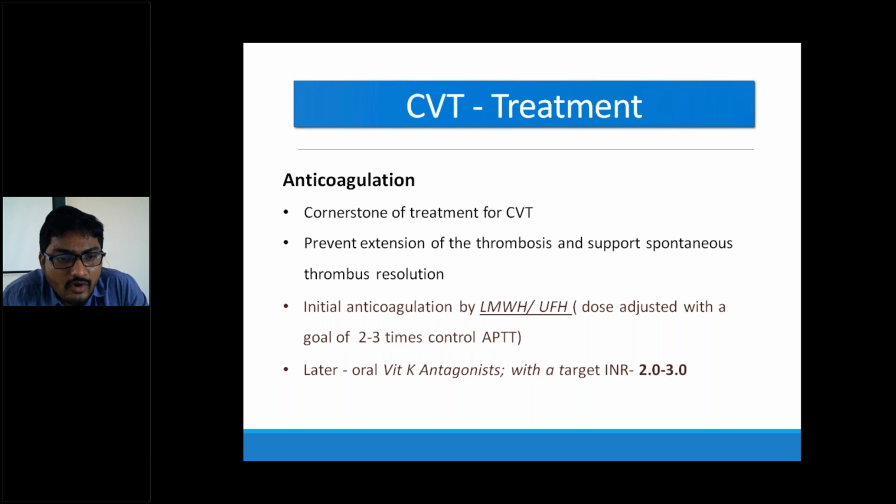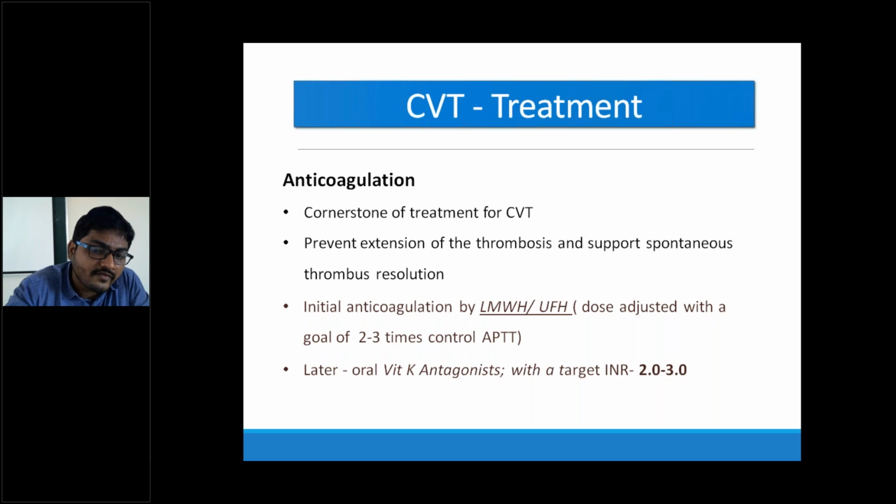Okay, right. So anticoagulation is the cornerstone of treatment for CVT, to prevent extension of the thrombosis and support spontaneous thrombus resolution. Initial anticoagulation by low molecular weight heparin or unfractionated heparin we should use, and then the goal is that we should monitor. What is the normal APTT? Can you tell me the normal APTT, right?